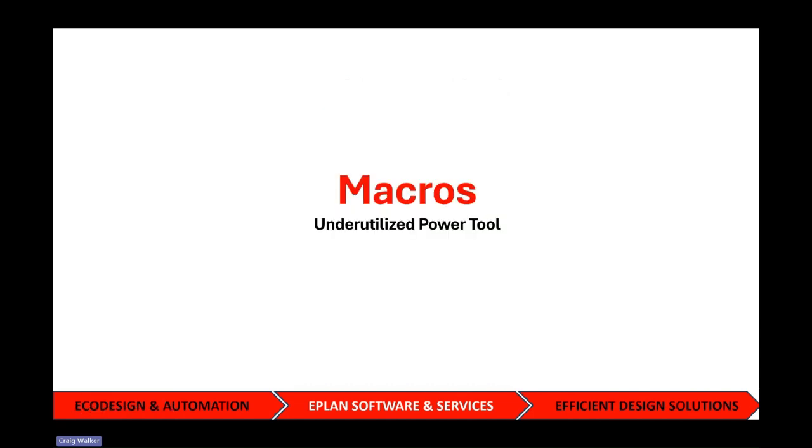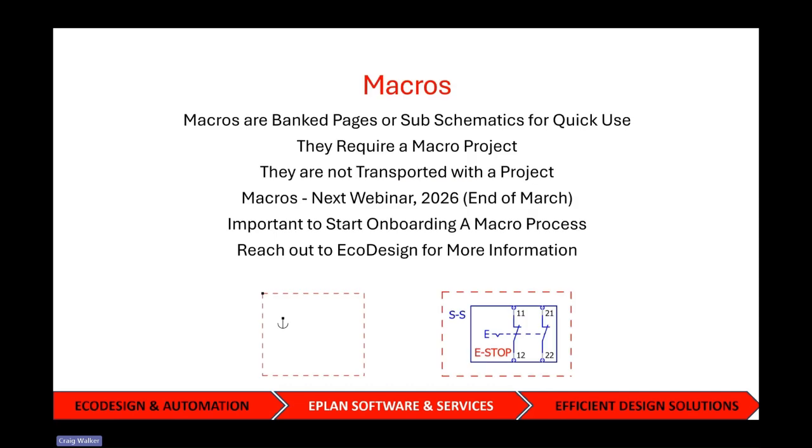Just going to talk about macros very, very briefly. Macros is obviously the next level, the highest level of project efficiencies. They're banked sub-pages or sub-schematics for quick use, if you didn't know what the macro system was. They require a macro project. They're not transported with the project. They live in your macro directory.